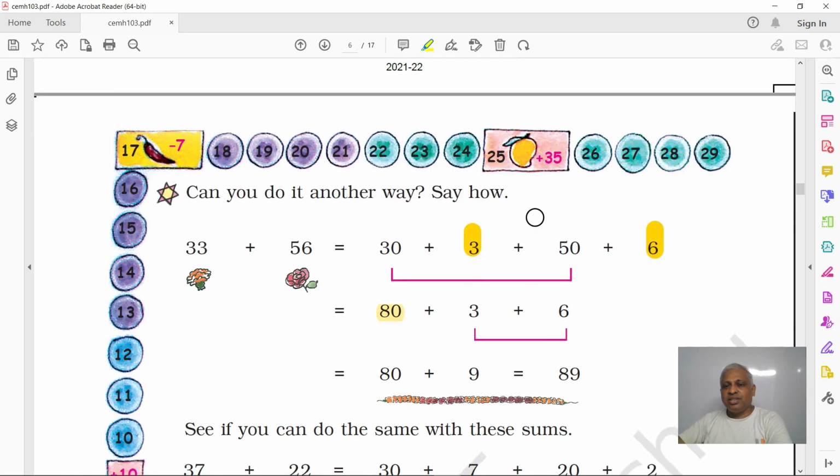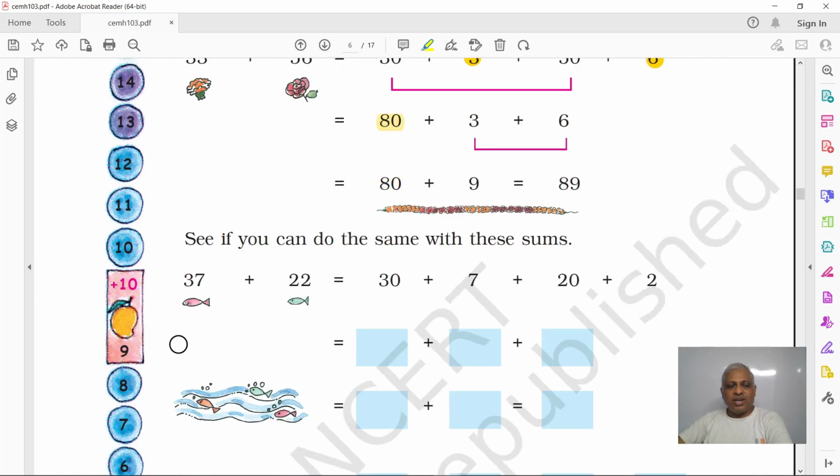There is some addition here. You can do it easily: 25 plus 35. So you try this. And here, 17 minus 7. This is also simple. You can make it. And here, 9 plus 10.